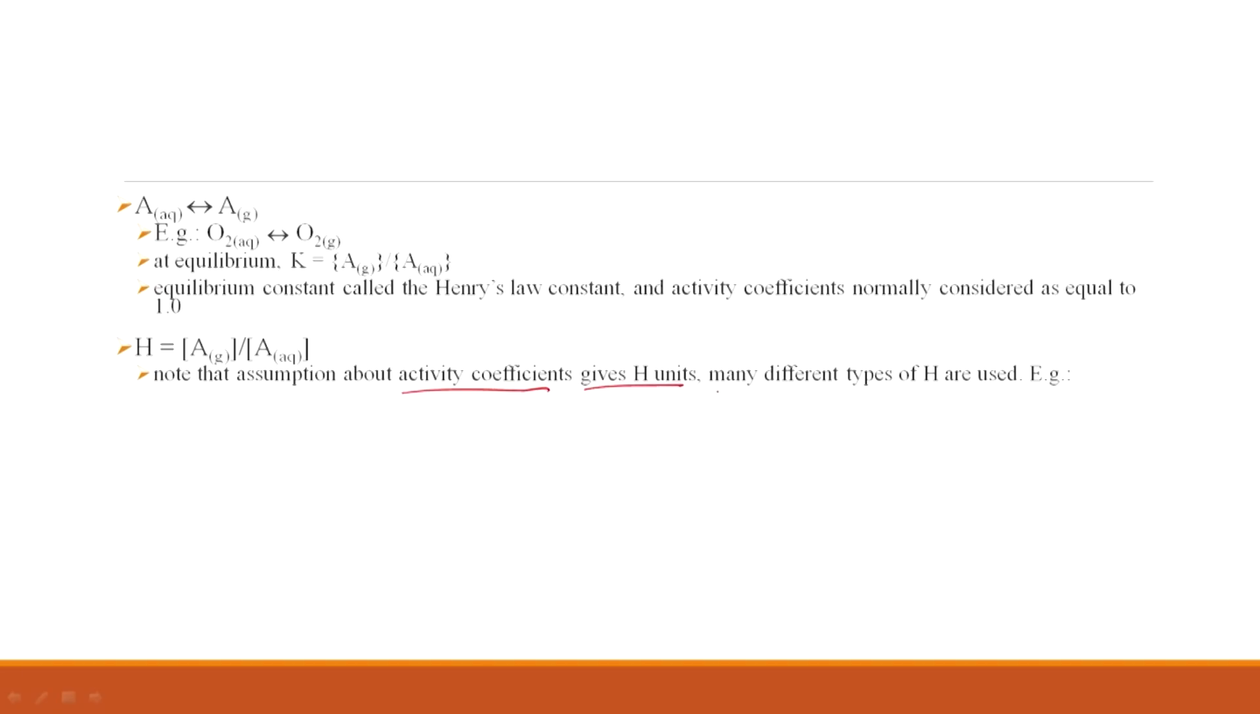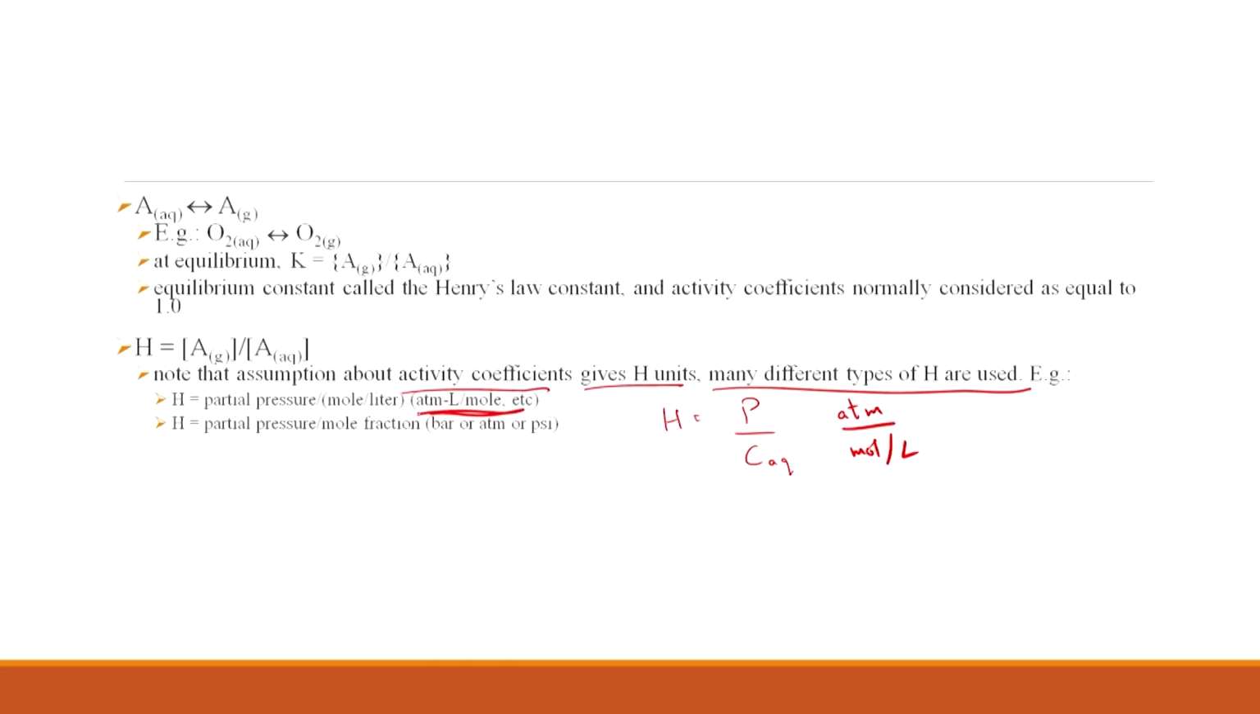As I mentioned earlier, note that the assumption about activity coefficients gives H units, and many different types of H are used. For example, H is equal to partial pressure by concentration in the aqueous phase, so the units can be atmospheres per mole per liter. We can also have partial pressure per mole fraction, where the aqueous concentration is given as mole fraction. Again, it depends on the units of H, and that is what you have to pay attention to. It can also be a dimensionless Henry's constant.